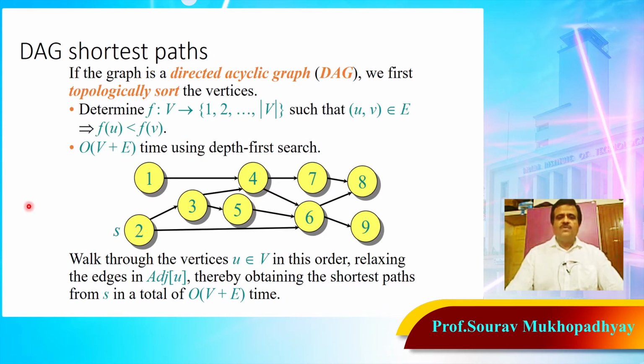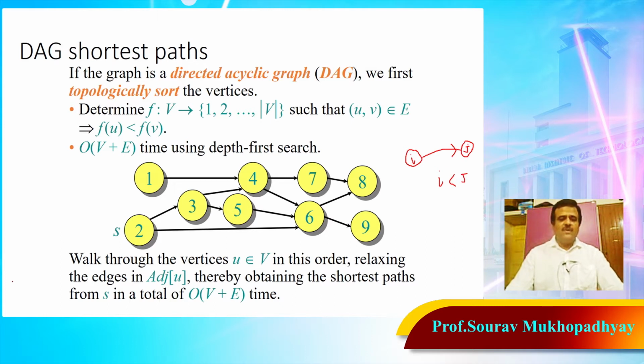Now, what to do? We first do the topological sort of the vertices. What does topological sorting mean? Topological sorting means, given any two vertices u and v, if there is an edge from this vertex to this vertex, then we number the vertices 1, 2, 3 up to n. If this is numbered i and this is numbered j, then i must be less than j. That is for every edge.